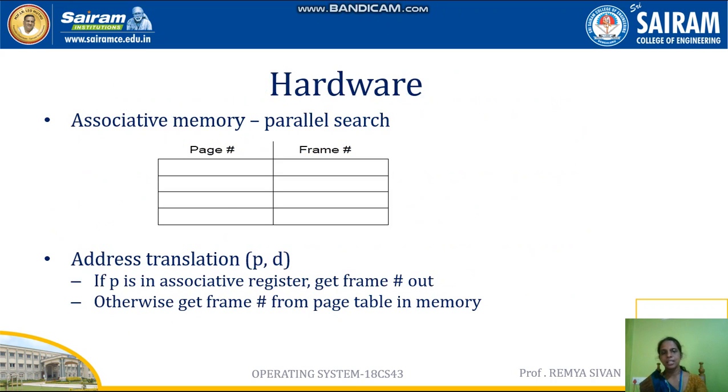This is how your TLB looks. The TLB has two columns: the first column for the page number, another column for the frame number, and you have to search your TLB. Address translation: if P is in the associative register, get the frame number from that. Otherwise, get the frame number from the page table in memory.